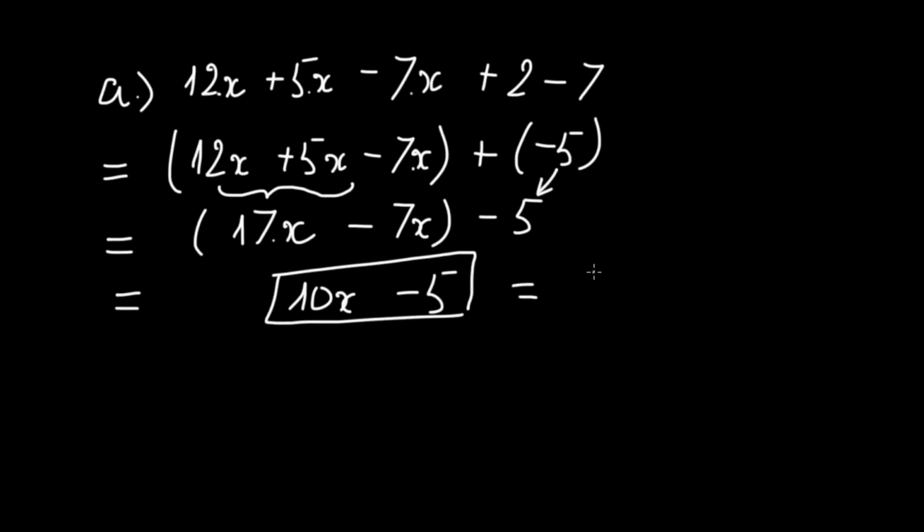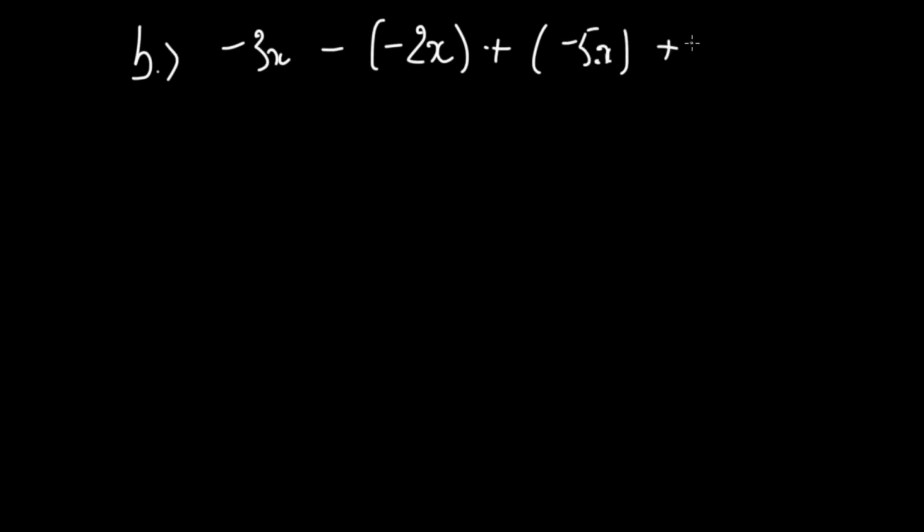Or you can put 5 outside. And then you got 2x inside minus 1. 5 times 2x, you got 10x right here. And 5 times negative 1, you got negative 5 right here. Let's work on another problem here.